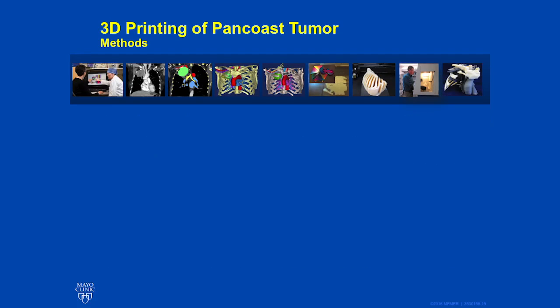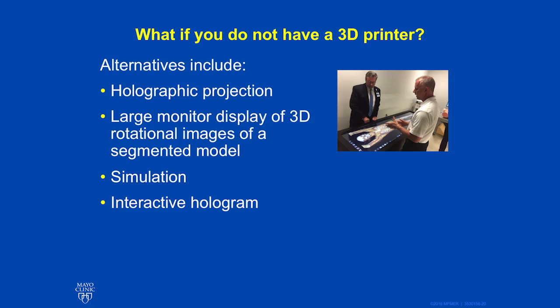We have now shown you all of the processes that are required to create a 3D printed model. The process of 3D modeling is complex and requires many different specialties working together. Alternatives to 3D printing include holographic projection, large monitor display of 3D rotational images of a segmented model, simulation, or the use of an interactive hologram.